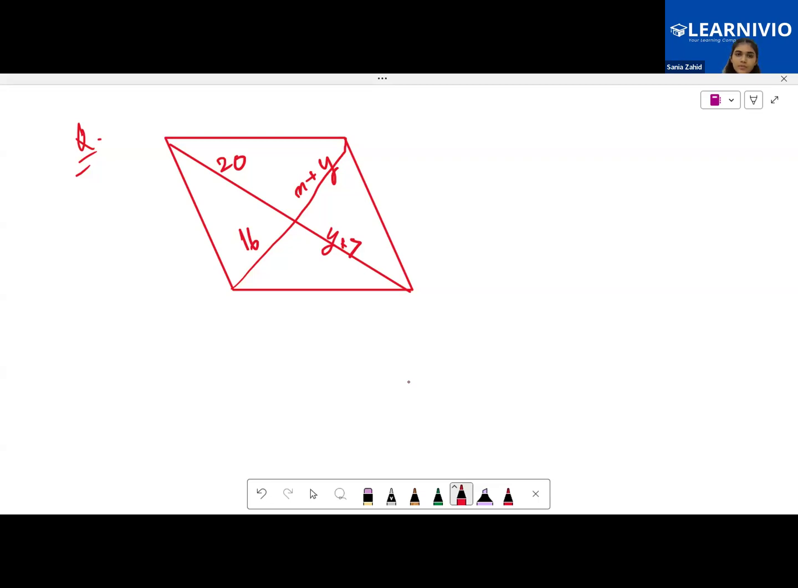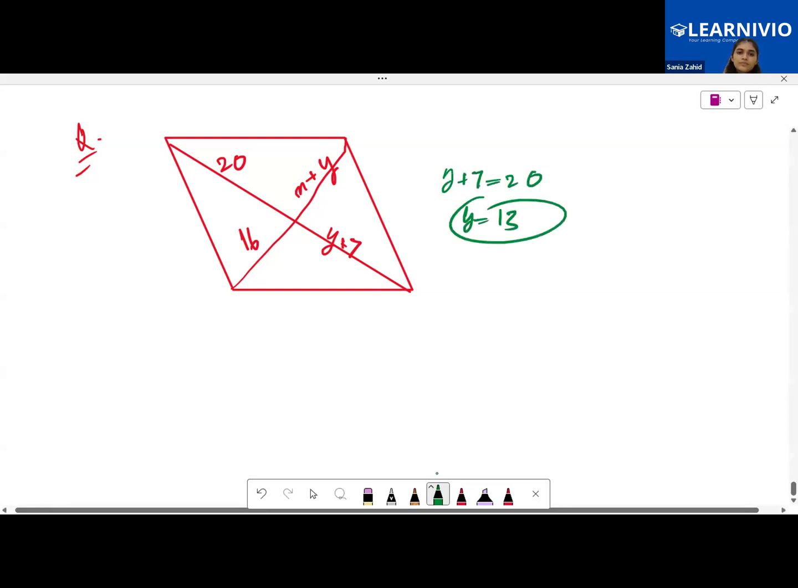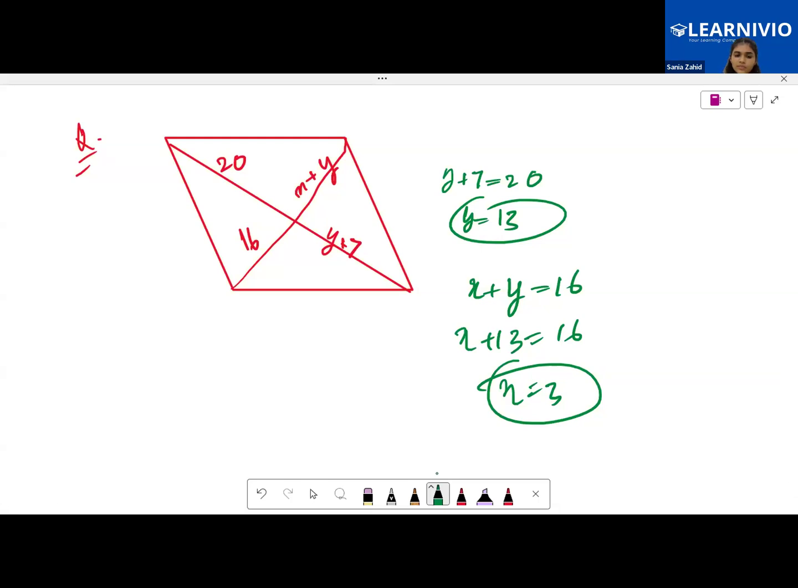Yes, tell me. What's your answer? Ma'am, y plus 7 equal to 20, then y is equal to 13. And x plus y is 16, so 13 plus x is 16, so x is equal to 3. Okay. Do you understand this? Yes, ma'am.